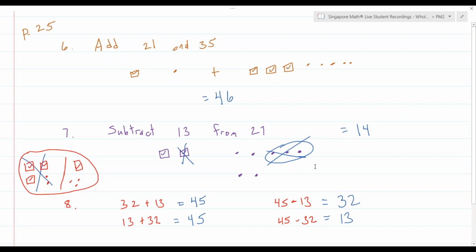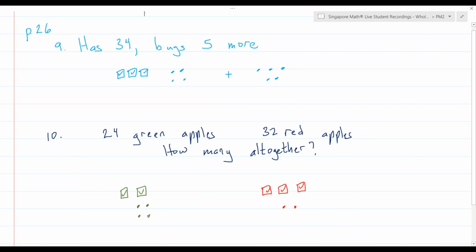Now let's look at some word problems. On page 26 in the textbook, they wrote some out. I've written a shorter version. I didn't write all of the words, but number 9 says, Danny has 34 keychains. He buys 5 more. How many keychains does he have now? If he has 34 and he buys 5 more, then he still has 3 10s, and now he has 9 1s. So Danny now has 39 keychains altogether.